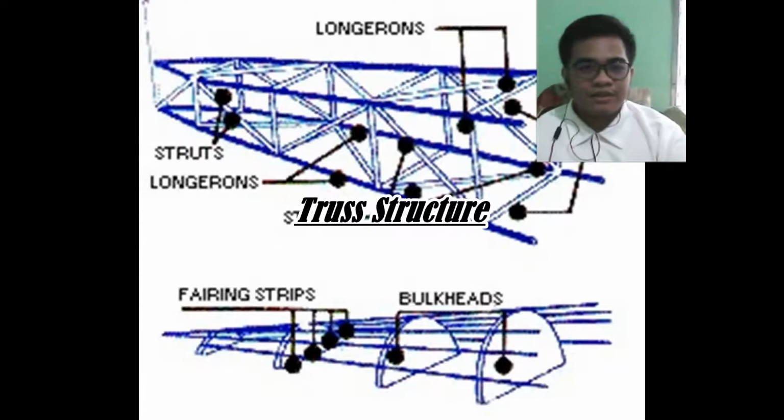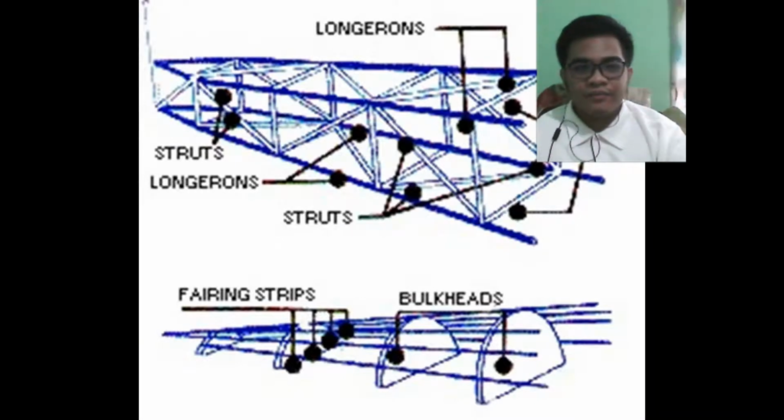This type of structure is made with longerons that run the length of the framework, struts that equalize the stresses and give shape to the structure, and finally a bulkhead which can help stabilize internal pressure.